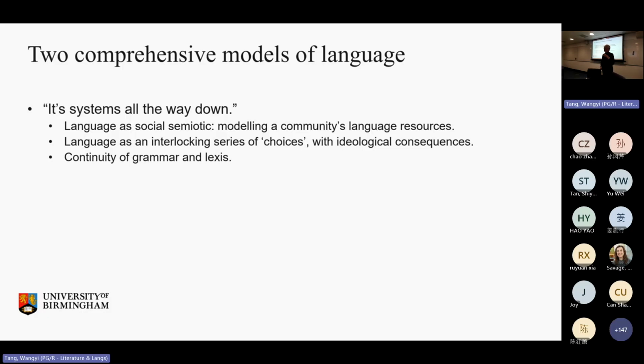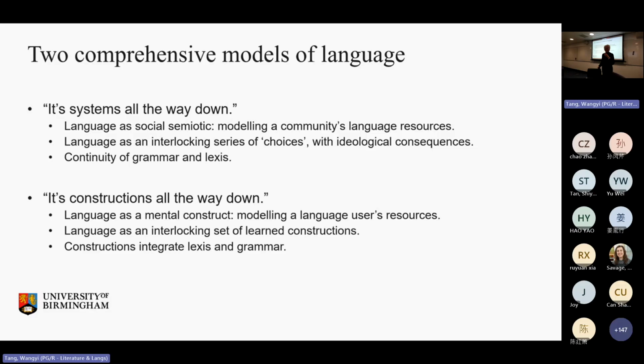Everything is systems, because there is a very similar quotation, and I don't know if these two people are aware of this, that says it's constructions all the way down. Everything is constructions. Language is a mental construct. It models a language user's resources. Language is an interlocking set of learned constructions, and constructions also integrate lexis and grammar.